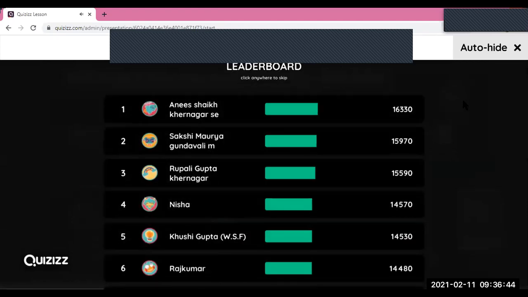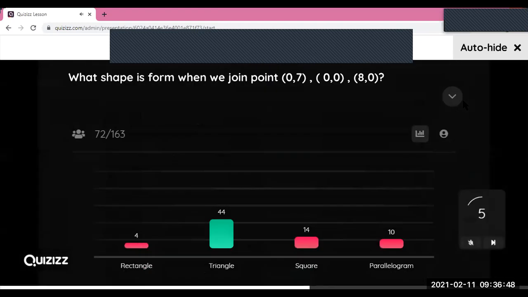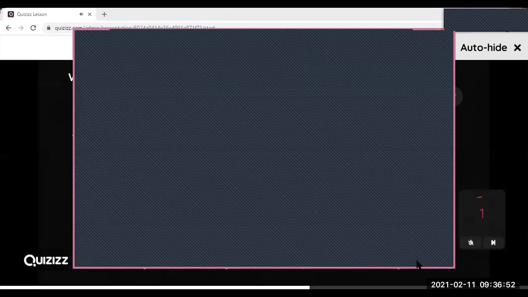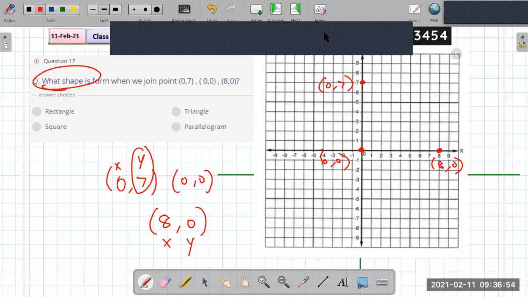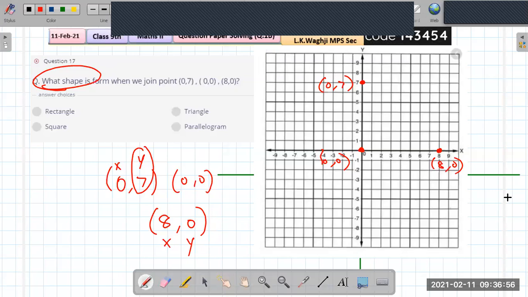And who is on top? Anish Sheikh from Thirnagar School, Sakshi Maurya. Great, 44 of you got it right. Good. More of you should participate, students. It is easy. You just need to select the correct choice. You will be more confident.